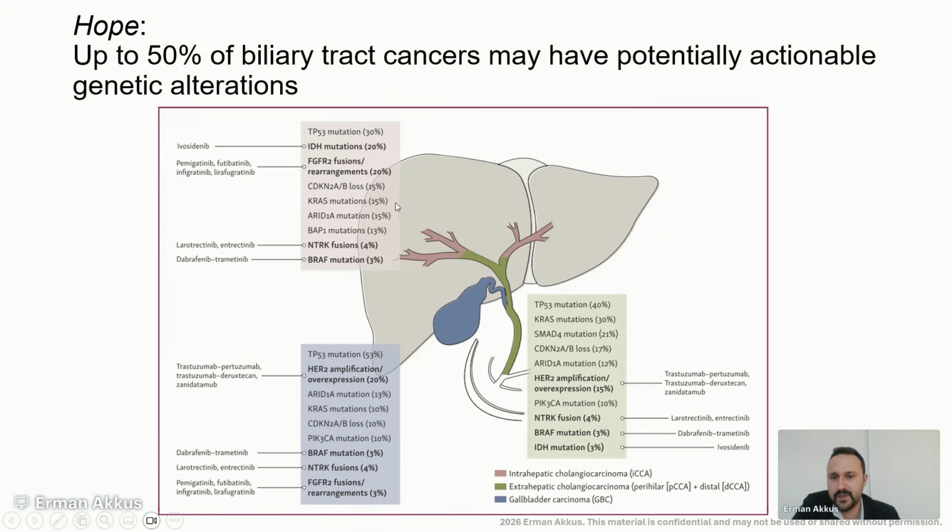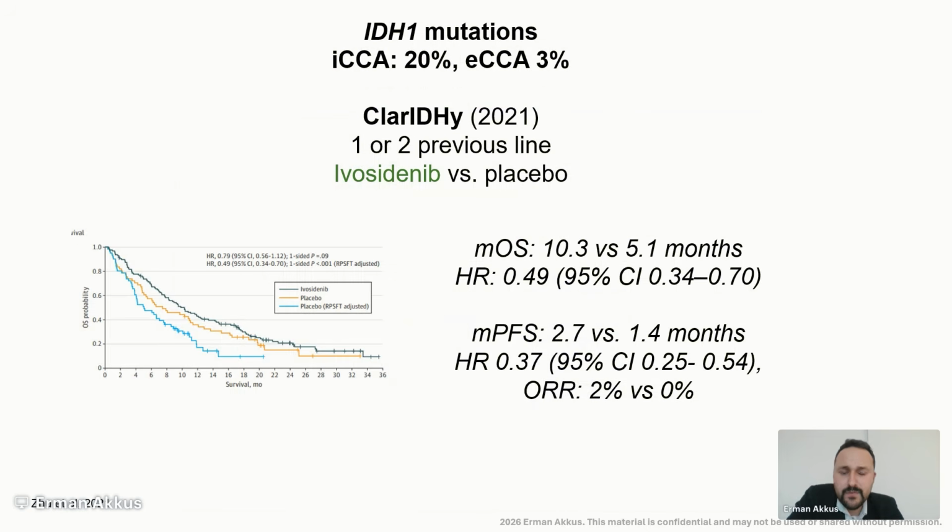For example, in intrahepatic cholangiocarcinoma, IDH mutations, FGFR2 fusions, and HER2 amplification and overexpression. So in the last few years, we have seen a significant improvement in the precision treatment of biliary tract cancers. First, IDH1 mutations are observed in around 20% of intrahepatic cholangiocarcinoma, and in the CLAR-HD trial, ivosidenib versus placebo was investigated, and median overall survival was around 10 months with ivosidenib, and median PFS was also significantly improved.